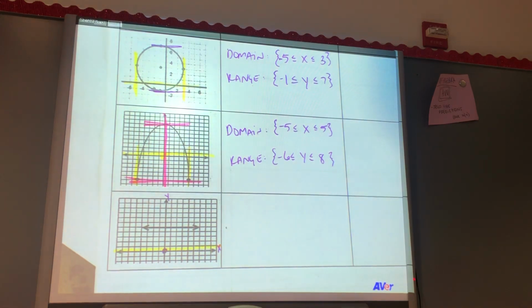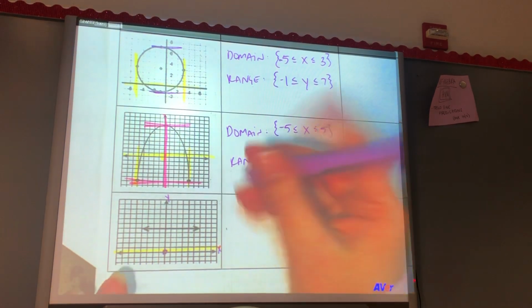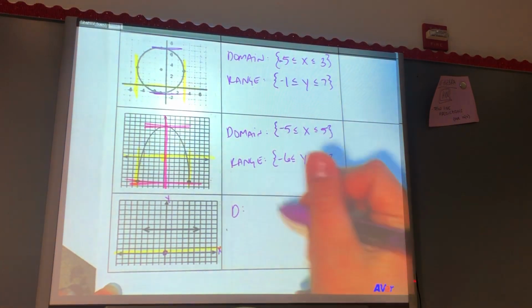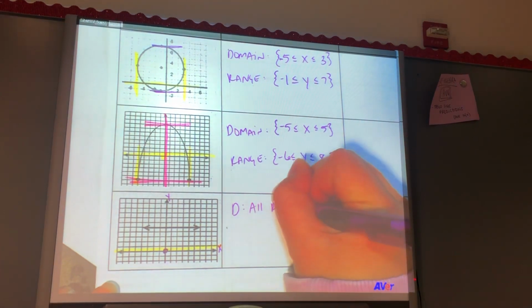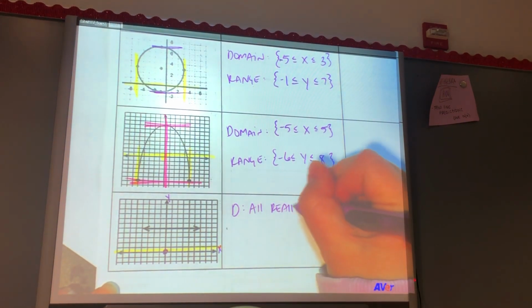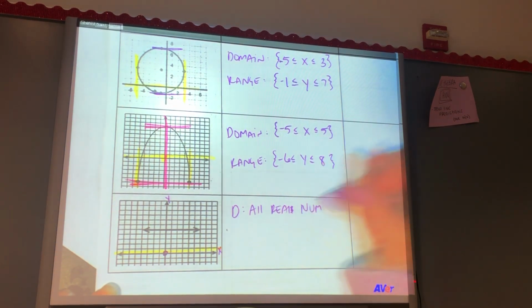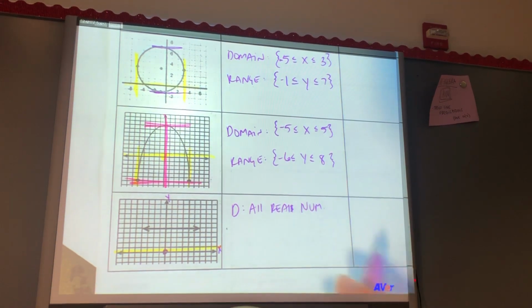What do the arrows mean, guys? It goes on forever and ever, which tells us that the domain should probably be all real numbers. Yeah, good. All real numbers. Oh. Oof. I put 2 L's on real. I'm just going to put it like that. All real numbers. And then this is the funky part.